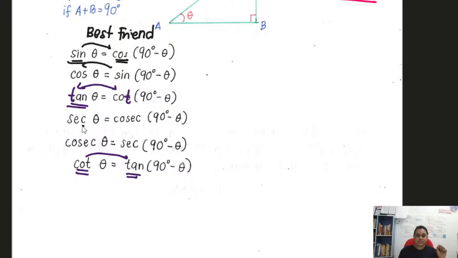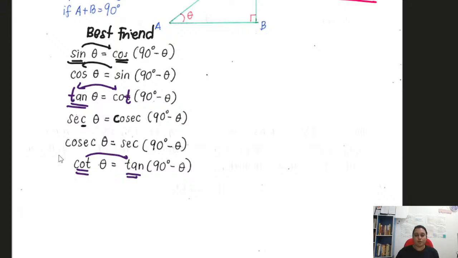Okay, for secant, secant ingat huruf ketiga, this third letter, cosecant. Kawan baik secant ialah cosecant. Ataupun dalam bahasa Melayu, kawan baik sec ialah cosec. Okay, so terbalik pun sama juga. If the reverse also is the same.